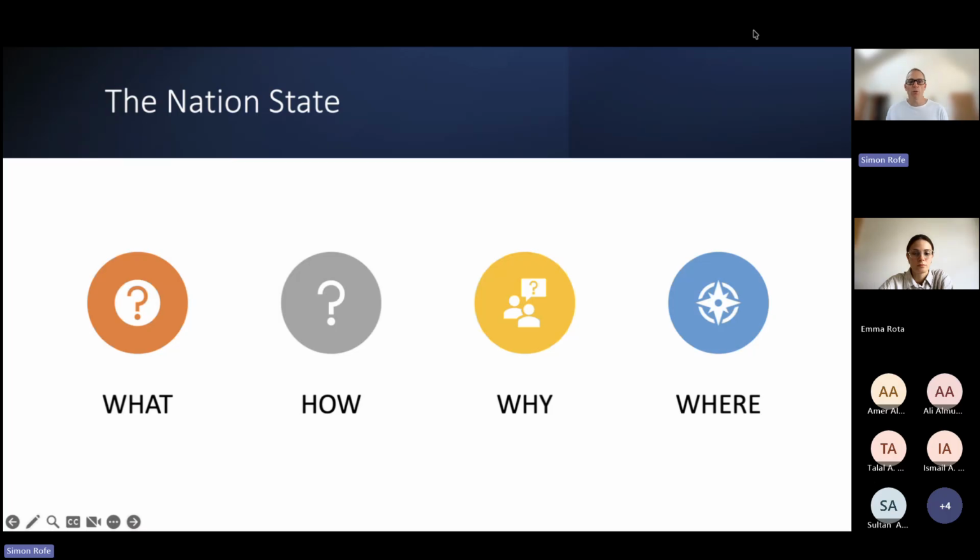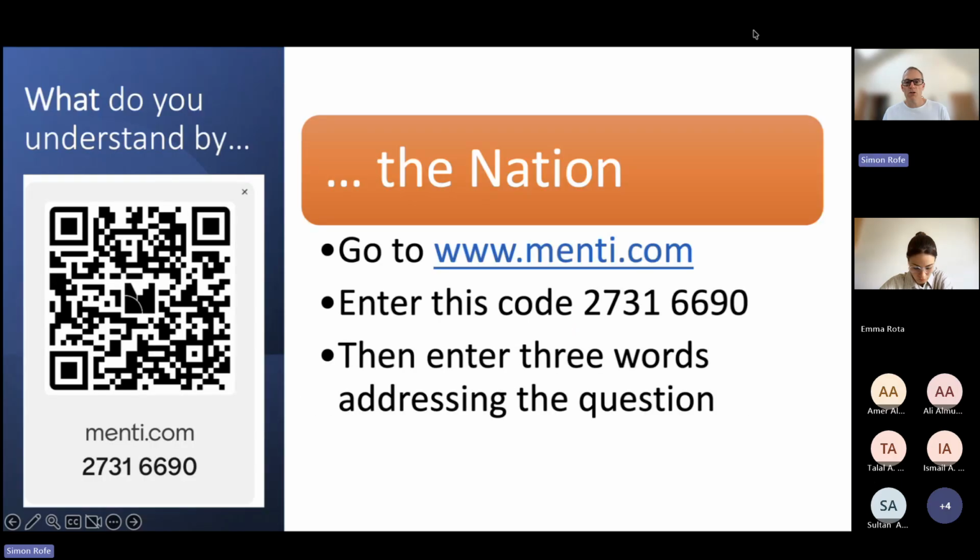But the what, the how, and the why, this is something that we're going to spend a little bit of time thinking about. So our initial challenge for today is I'd like you to take on board this code, go to Menti or QR code it, and enter 3 words addressing the question, what do you understand by the nation? Okay, so let's take a couple of moments just to share some initial thoughts on what we think the nation is.